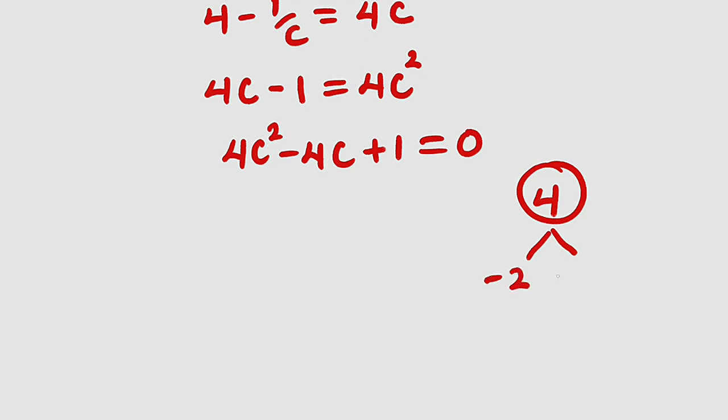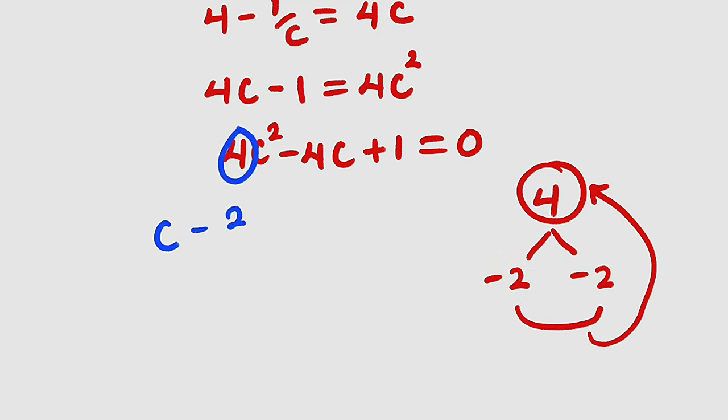The numbers must be negative 2, negative 2. If you multiply them together, you shall obtain this one. And if you add them together, you must get -4. So how do we factorize them? Using the shortcut, you take c minus 2, but divide by the leading coefficient, which is 4.